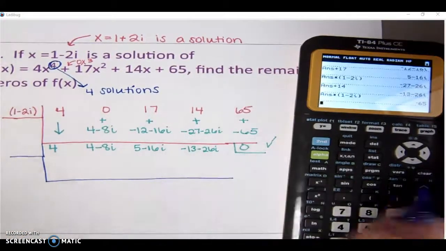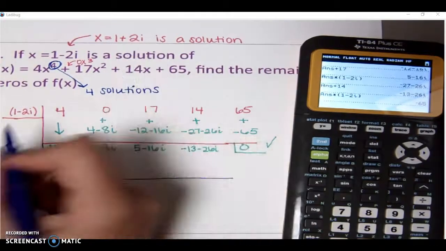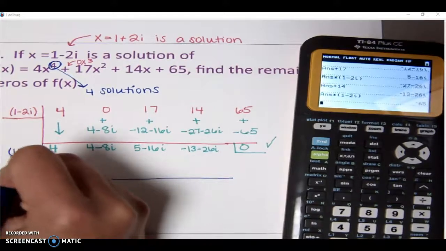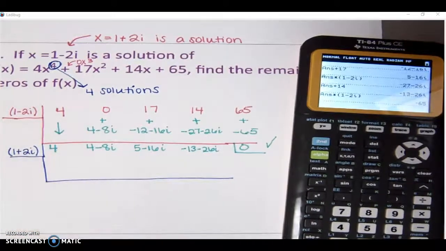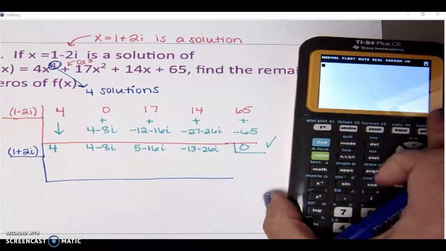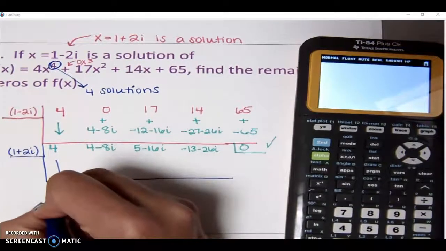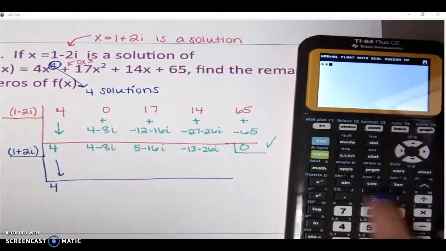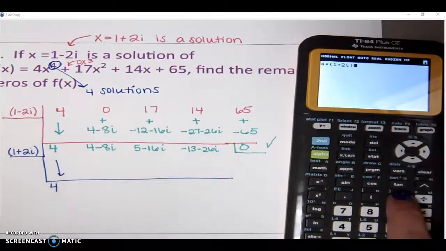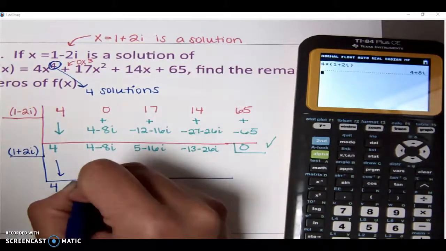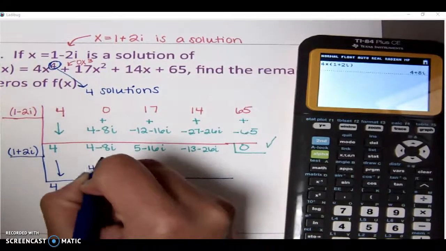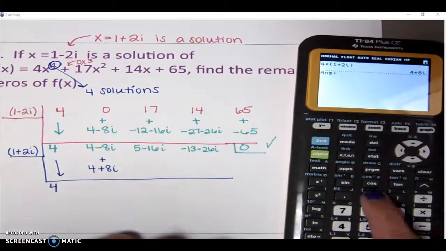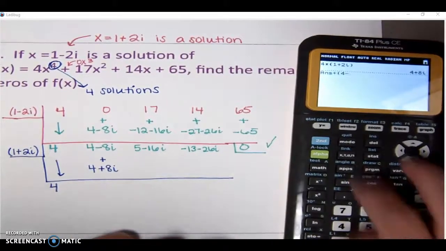So what I'm going to do now is we're going to take the 1 plus 2i, and we're going to see what happens if we use that. We should also get a remainder of 0 because we know it is a solution. Okay, so I'm going to start over here. We're going to bring down our 4. And we're going to multiply 4 times parentheses 1 plus 2i, which gives me 4 plus 8i. So I'm going to add parentheses 4 minus 8i to this.